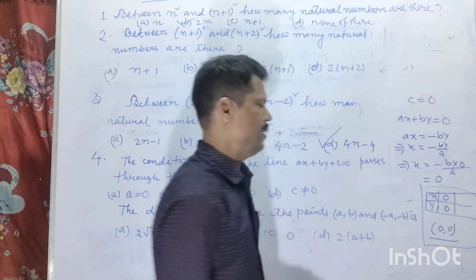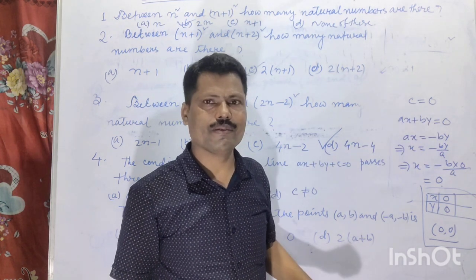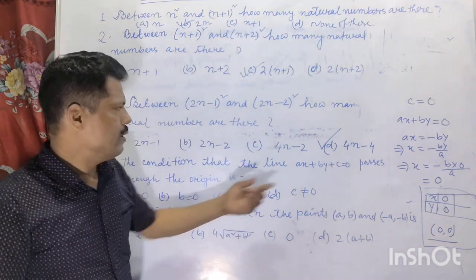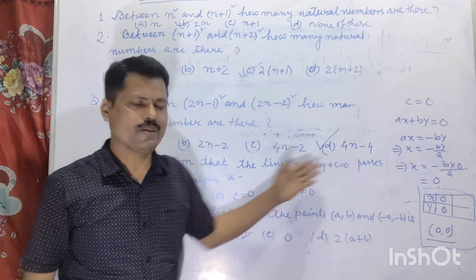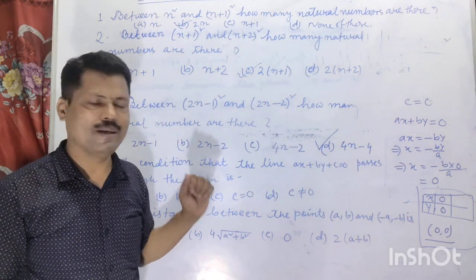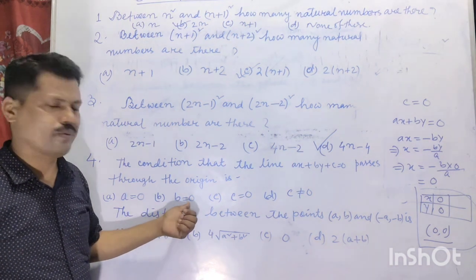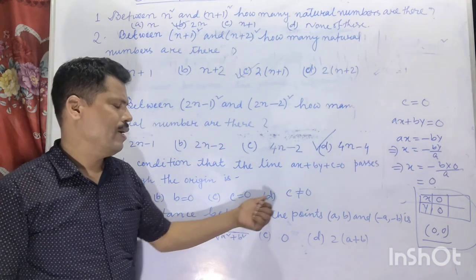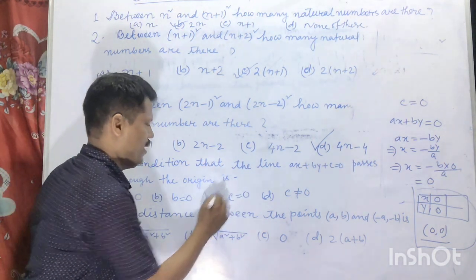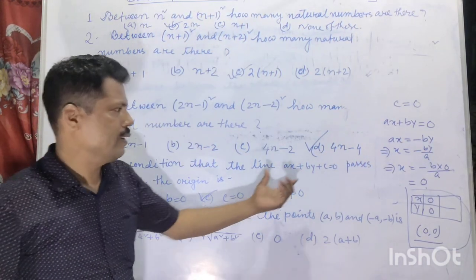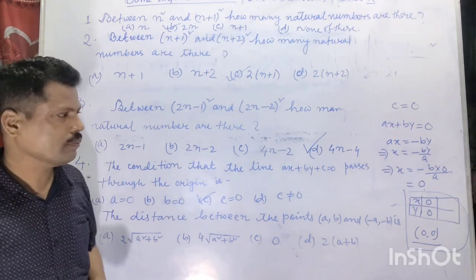So we can say if the constant value is 0, then ax plus by plus c is equal to 0 passes through the origin. The option having a is equal to 0, b is equal to 0, c is equal to 0, and c not equal to 0, then option C is correct. Only when c is equal to 0 can we say this line passes through the origin.